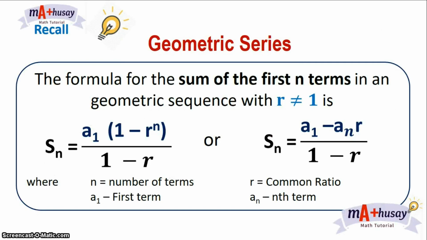In part 1 of the geometric series lesson, you learned that you can use any of these formulas to solve for the sum of the first n terms in a geometric sequence with r not equal to 1. Now, what will happen if the common ratio is equal to 1 or if the common ratio is equal to -1? Can we still use the same formula? Let's find out.